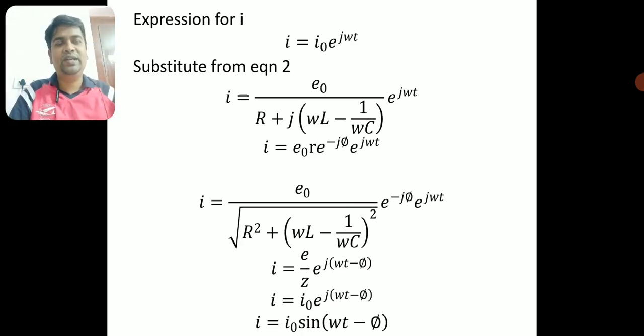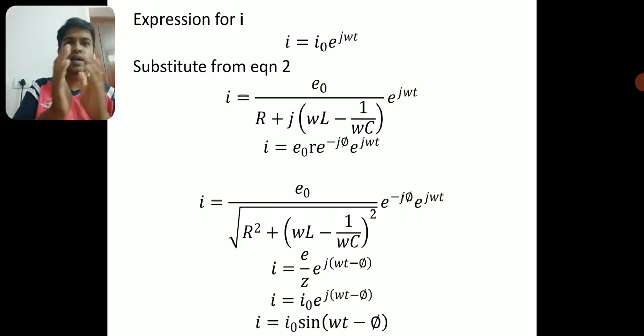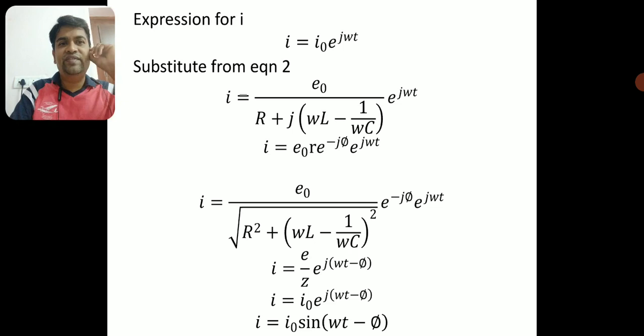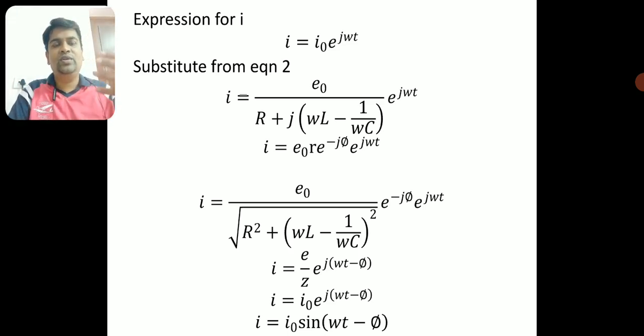Now e to the power of j omega t I am writing as it is. Now what I am doing here is the quantity 1 by R plus j into omega L minus 1 by omega C, which I have solved, and I have written as r e to the power of minus j phi, and I defined clearly what is r and what is phi. So I is equal to E naught r e to the power of minus j phi into e to the power of j omega t. Now E naught, instead of r I am writing it as root of R square plus omega L minus 1 by omega C whole square into e to the power of minus j phi e to the power of j omega t.